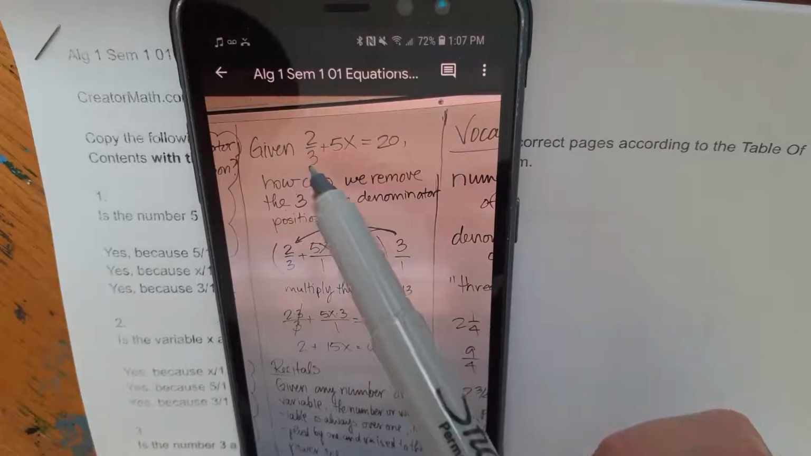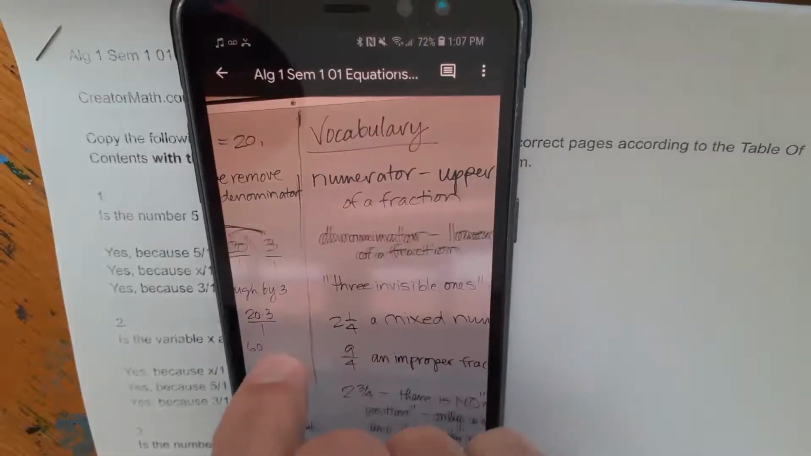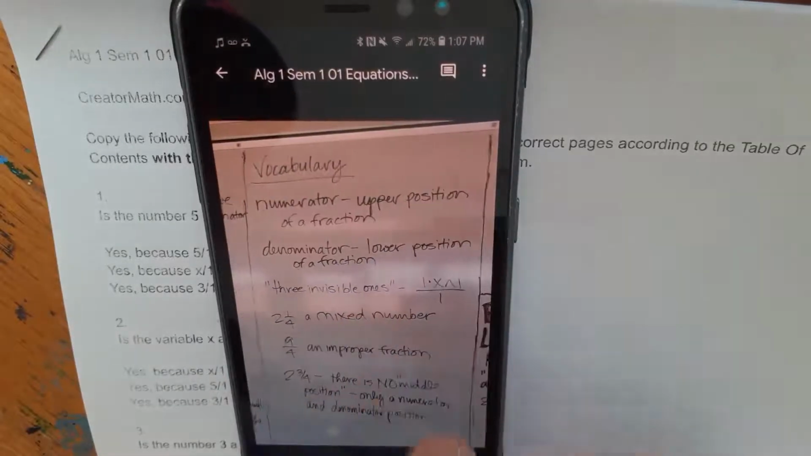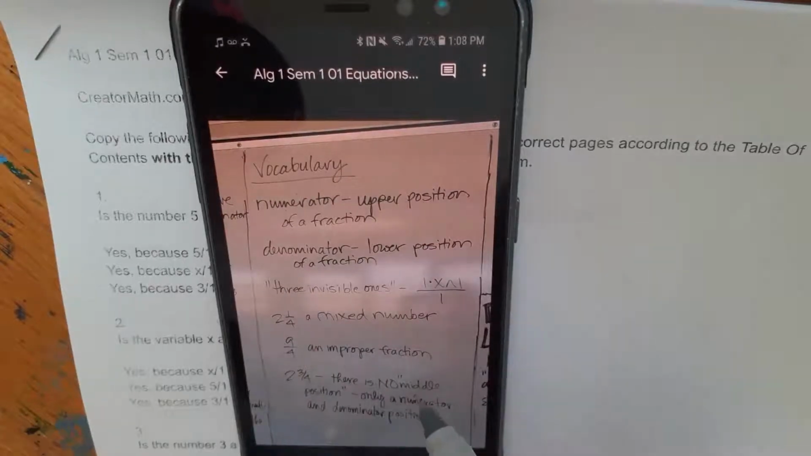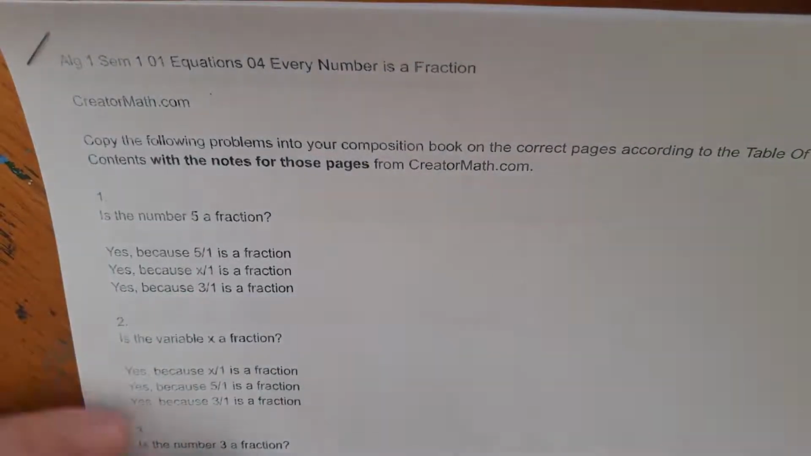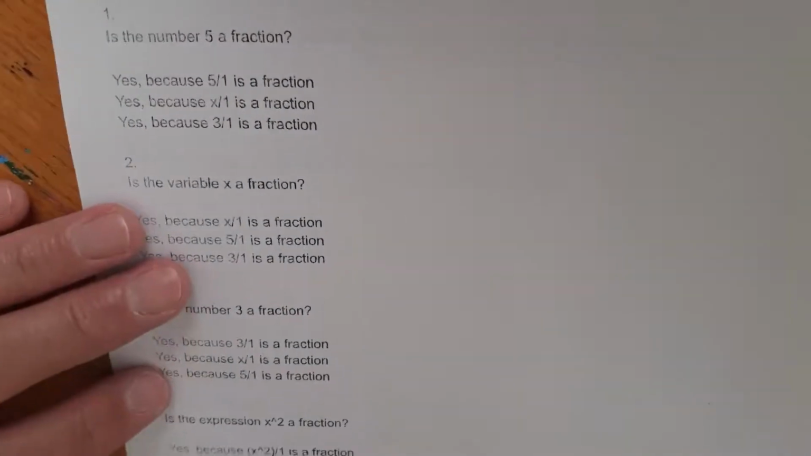Here's a bit about how to remove fractions from equations. Make sure you're copying these into your comp book. Under vocabulary review: numerator, denominator, 3 invisible ones, mixed number, improper fraction, and there is no middle position in math, you guys. There's only numerator and denominator. So if you have a number, it's got to be one or the other. It's either numerator or denominator.